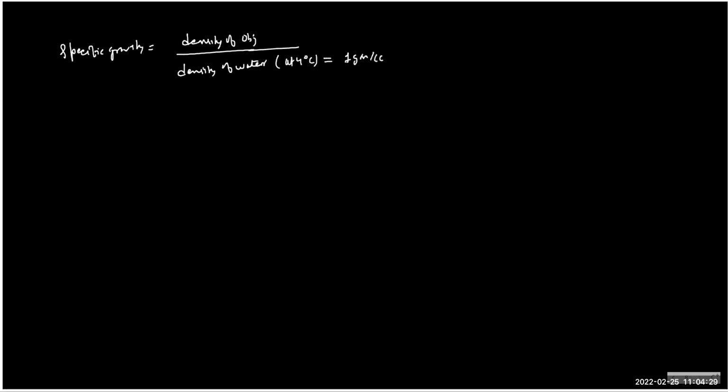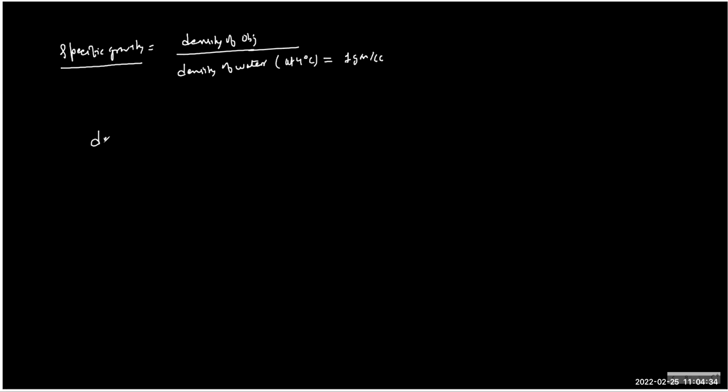So 1 upon density is specific gravity, right? No, no, no. Okay, let me teach you this thing called specific gravity. I might have taught you in dimensions, or you might have learned somewhere. Specific gravity is the density of the object upon the density of water at 4 degrees Celsius, which is 1 actually. So this value is 1 gram per cc. So if you know the specific gravity, you can convert it to gram per cc.